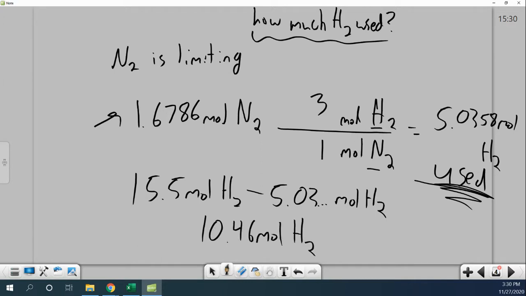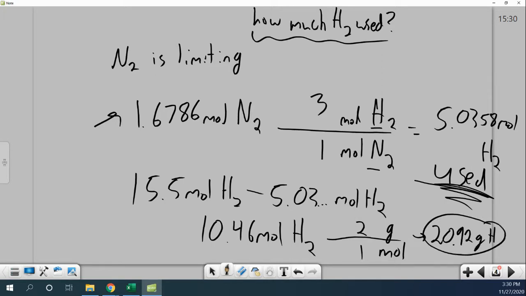And if you needed to change it into grams, you've got moles. So it's just a molar mass calculation. 2 grams is a mole. So you get 20.92 grams of hydrogen. So that's the basic steps for doing one of these.